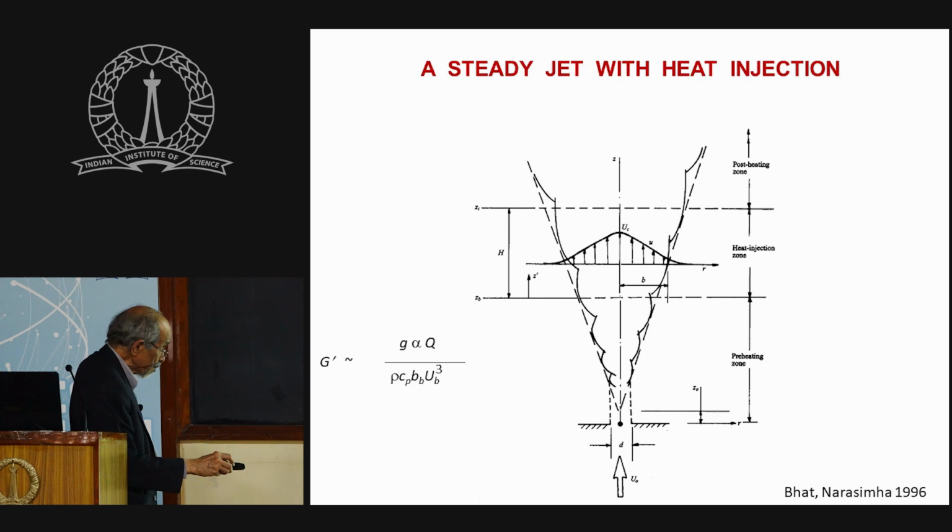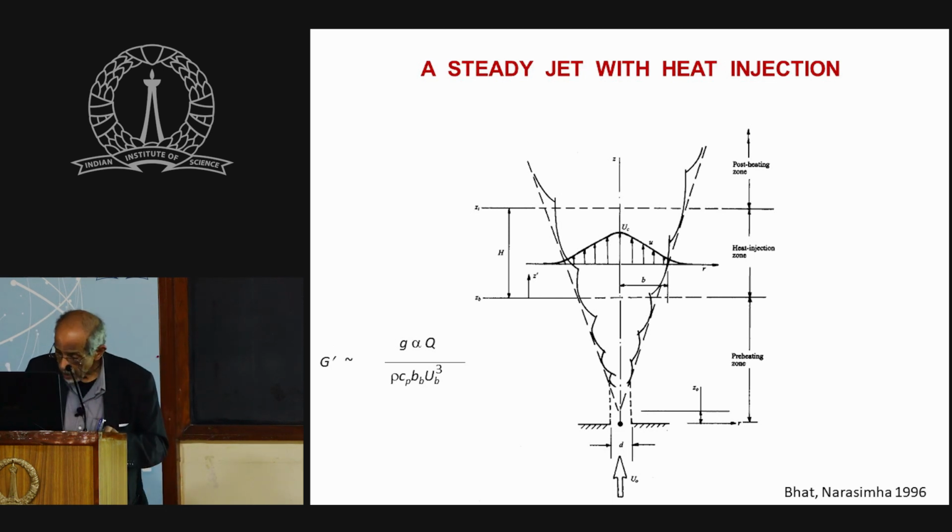The jet coming from here. Here is the beginning of the heat injection zone. That's the velocity profile there. The heat is put in here. And after that, this is post-heating. And of course, that's your local heat release parameter here. And you make sure that they are of the right values. So that can be done. Same values as in the clouds.